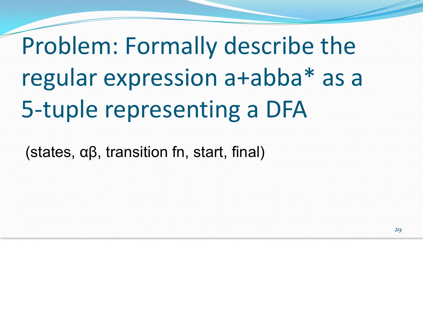So here's our last problem. We need to describe the regular expression that's given here. So it's either the symbol A just by itself, that's a string, just A, or ABB followed by 0 or 1 A's. That's what our DFA is going to accept. And we need to describe that as a 5-tuple representing a DFA. And I personally find that this is really hard to do unless you just draw the DFA and then turn it into a 5-tuple. So that's what I'm going to do.